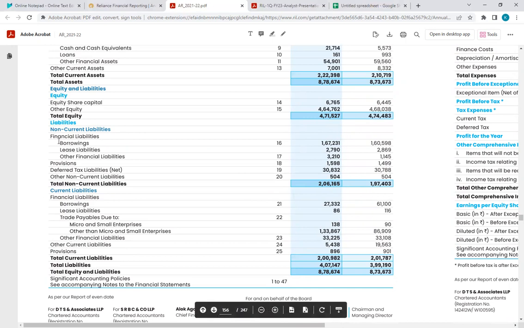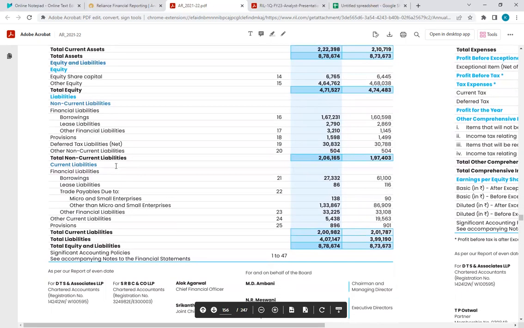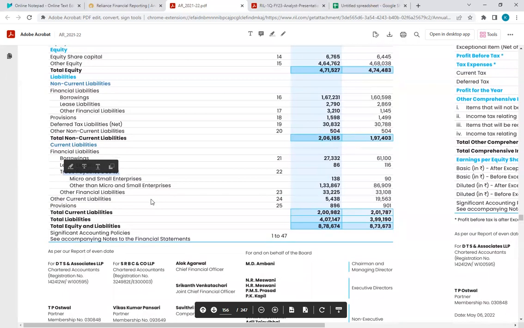Non-current liabilities include long-term loans or long-term debts of the company. So it will be borrowings, lease liabilities, other financial liabilities, and provisions. All of these come under non-current liabilities, whereas the debts which are to be paid immediately or within 1 year come under current liabilities: borrowings, lease liabilities, trade payables to micro and macro enterprises.